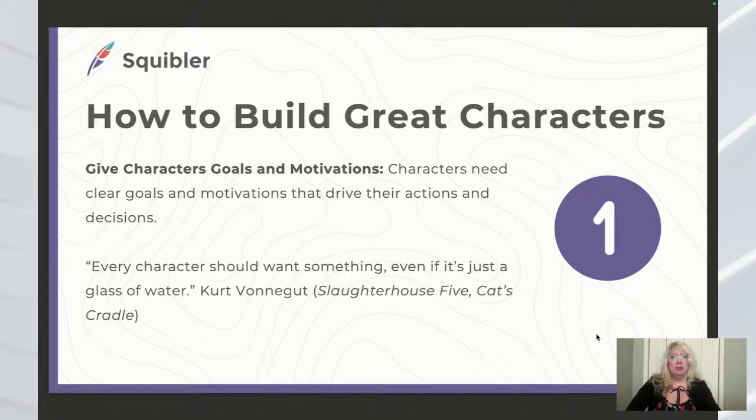So here are some tips for you. One is to give characters goals and motivations. Characters do need clear goals and motivations that drive their actions and decisions. And we need to know why they're doing what they're doing.